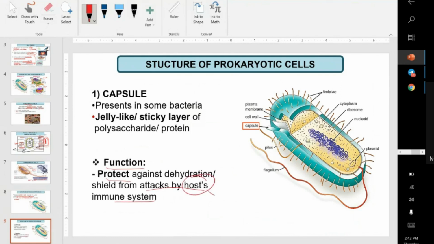Host, imagine yourself, because we have bacteria in our intestinal tract, right? Such as E. coli, living in our intestine. So we are the host. Our body has a very capable immune or defense system. We have hydrochloric acid. We have a few more enzymes that can surely digest the bacteria, but they are protected by this capsule. That is why bacteria such as E. coli can live inside our body.